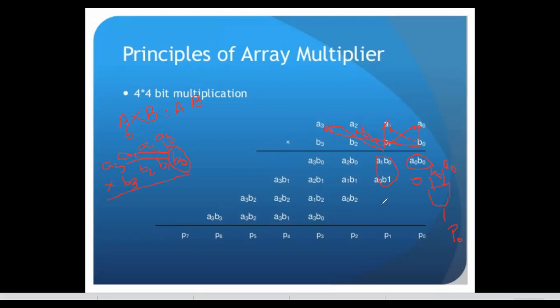Similarly, with two left shifts, one more left shift, then I have to perform the next operation: B2 with A0, B2 with A1, B2 with A2 and B2 with A3. Similarly, last is B3, which I perform with A0, B3 with A1, B3 with A2 and B3 with A3.